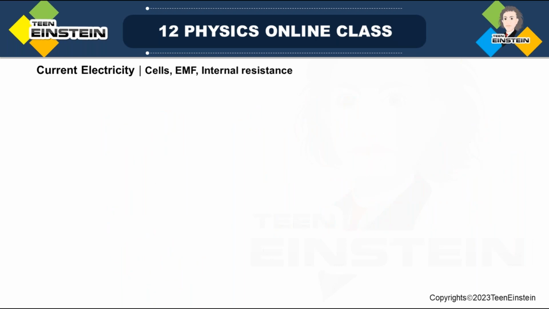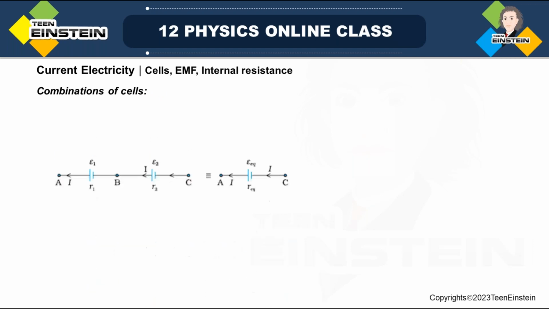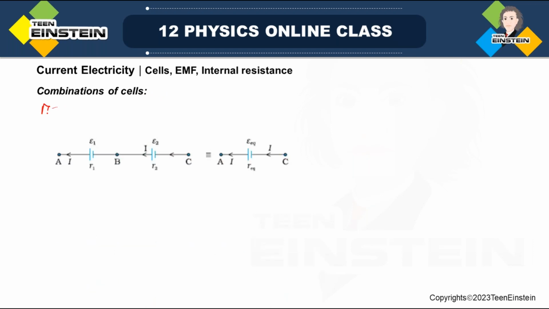Now we'll go to the series combination of cells. Combination of cells, there are two types, as I discussed yesterday. So first we will discuss series combination. We had discussed a little bit about it, but we'll discuss it in detail again today. Series combination of cells. Suppose I have two cells, one having EMF E1 and internal resistance R1, and the other having EMF E2 and internal resistance R2.